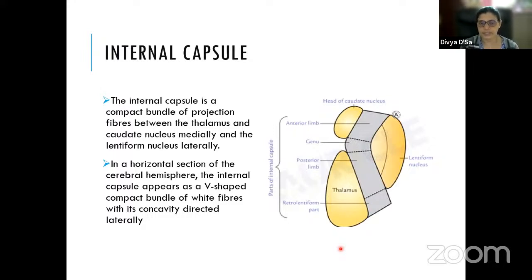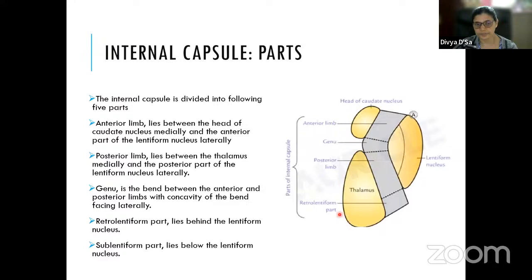So where is it present? It is present between the thalamus and the head of the caudate nucleus medially. This is the thalamus and this is the head of the caudate nucleus. Whereas on this side it is related to the lentiform nucleus. So the lentiform nucleus is laterally placed, whereas the head of the caudate nucleus and the thalamus are medially placed. When we do a horizontal section, the internal capsule appears like a V-shaped compact bundle of white fibers.